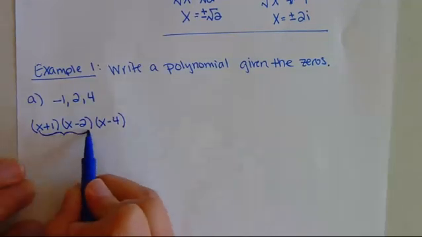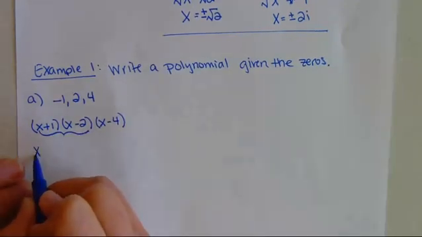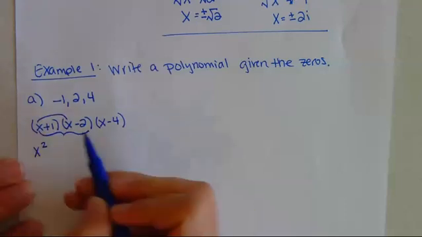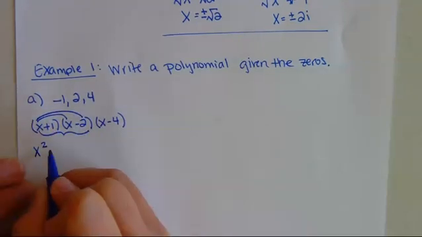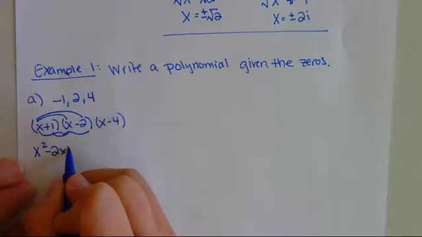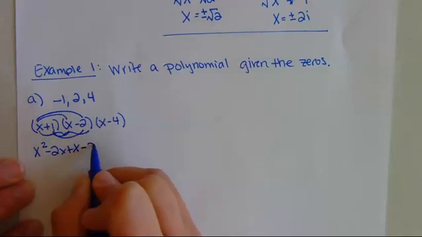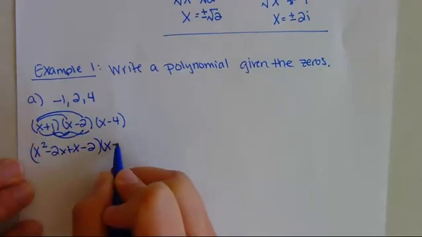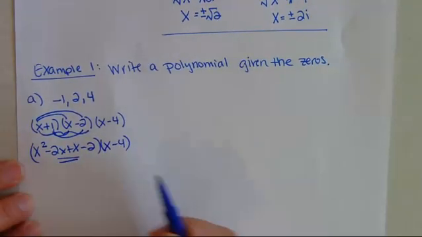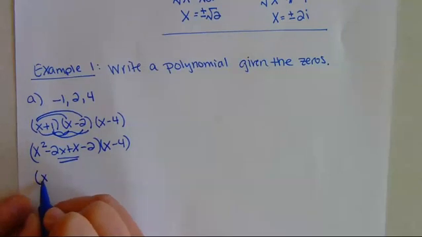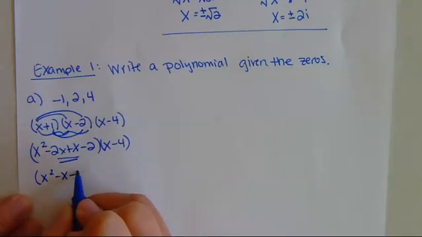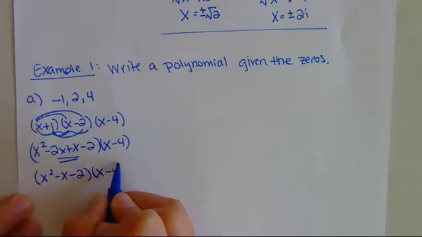So I'm going to FOIL those two, and I'll have x squared, x times x times -2 is -2x, 1 times x is x, 1 times -2 is -2. We still have that x minus 4. Go ahead and combine those like terms. So x squared minus x minus 2 times x minus 4.